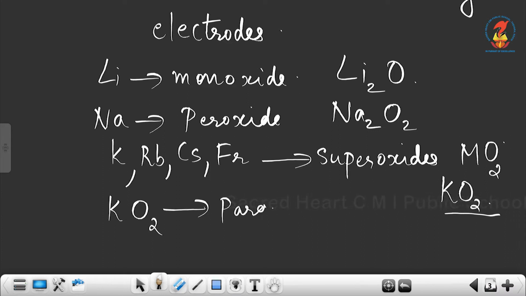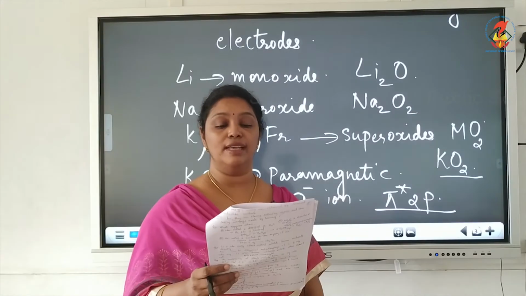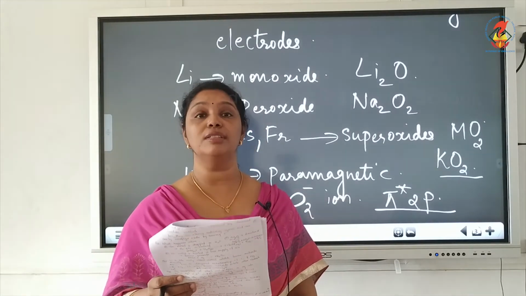KO2 is paramagnetic in nature. Now, the answer is, it is paramagnetic because the superoxide, that is O2 minus ion, is paramagnetic because of one unpaired electron in the pi star 2p molecular orbital. So, this KO2 is paramagnetic due to the presence of unpaired electron in pi star 2p molecular orbital of O2 minus ion.